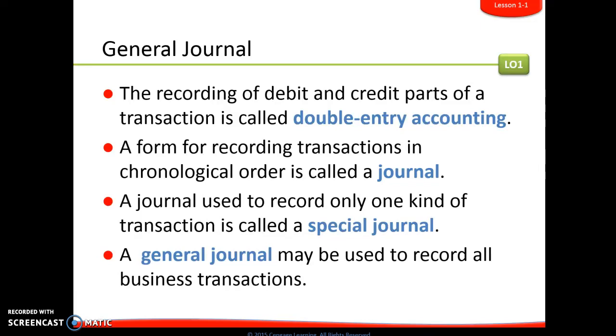A journal is a form for recording transactions in chronological order. We also use special journals used to record only one kind of transaction. And then we have our general journal that's used to record all business transactions if it doesn't fit into a special journal.